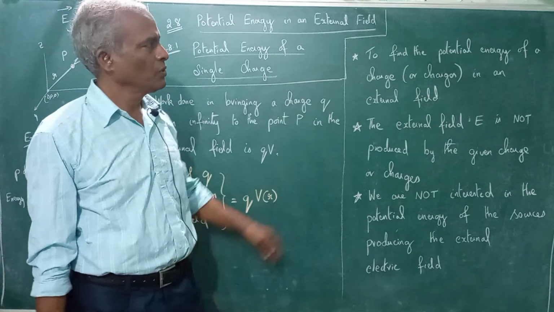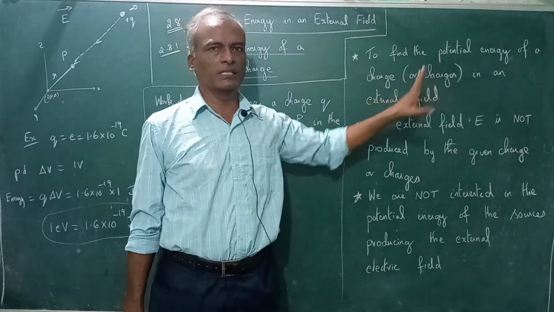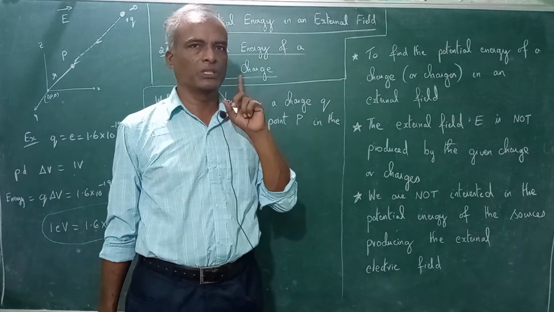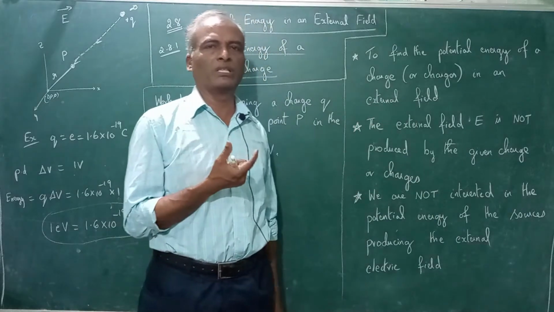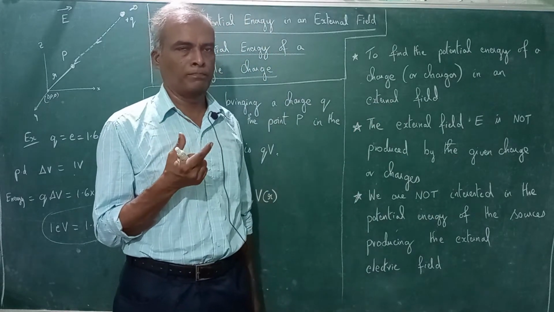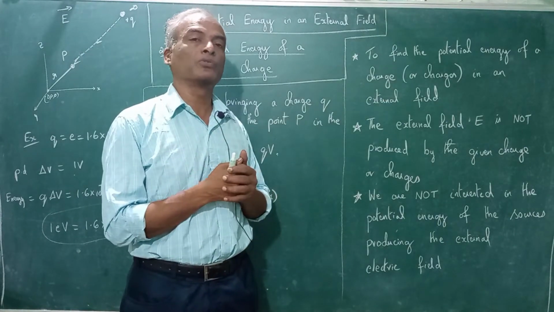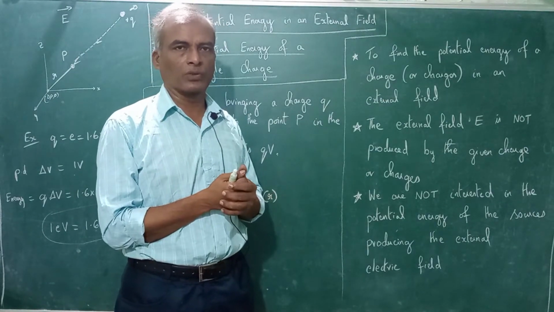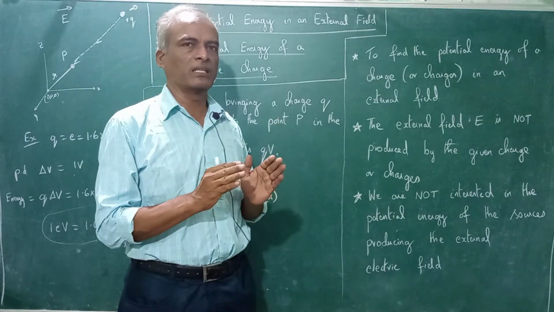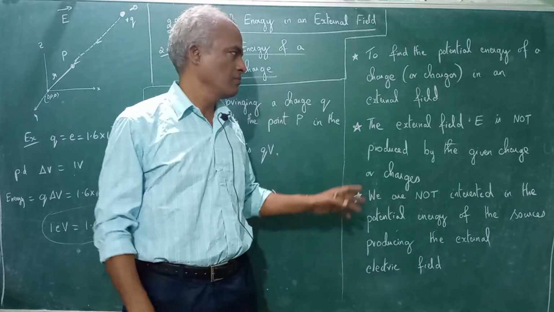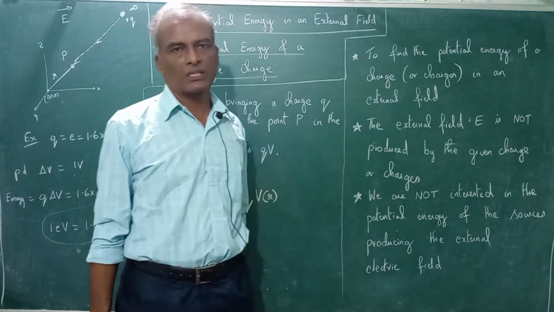First is to find the potential energy of a charge or charges. So this topic deals with a single charge in an external field. Now we are introducing a term called external field. That external field is due to some other sources, due to some other charges. So we are considering the field is already there. The external field E is not produced by the given charge.